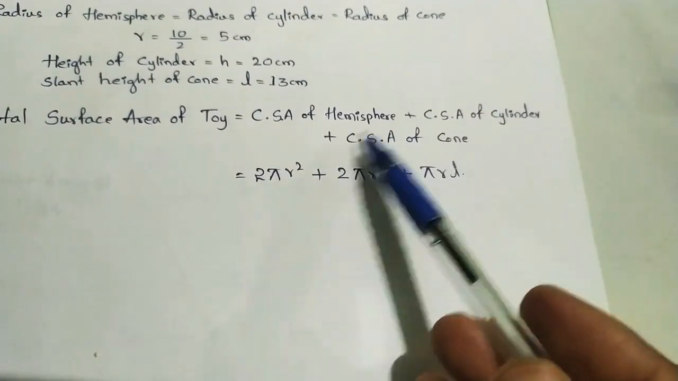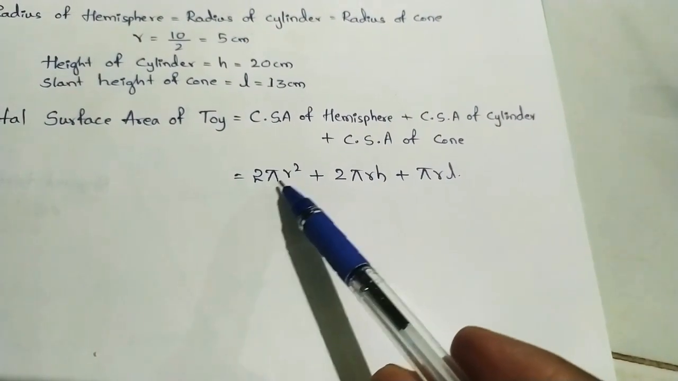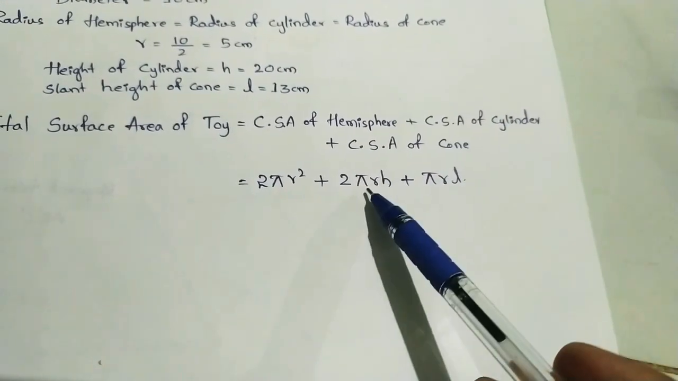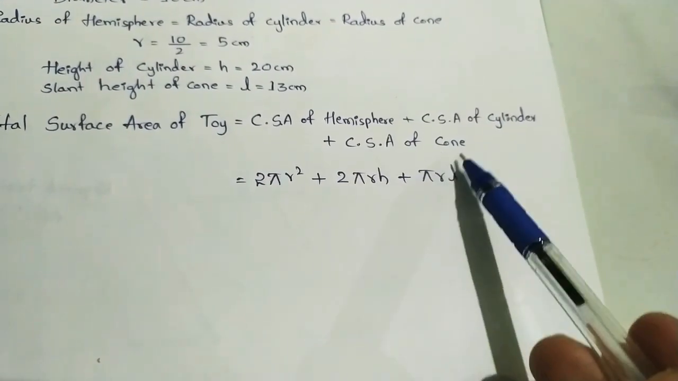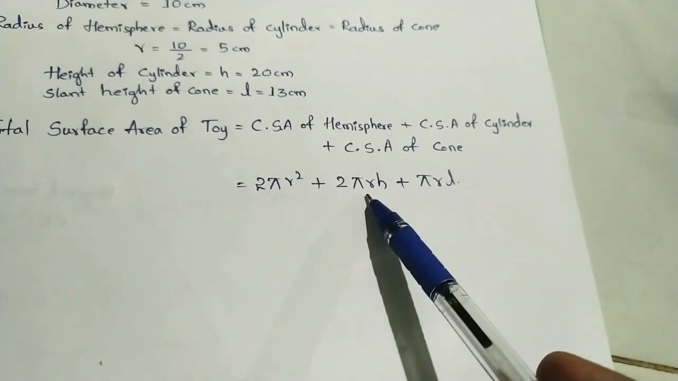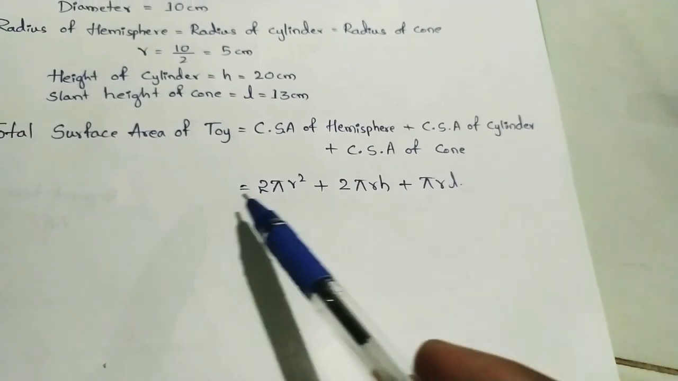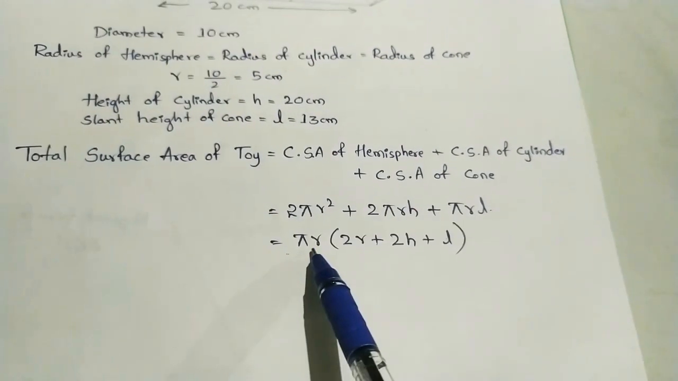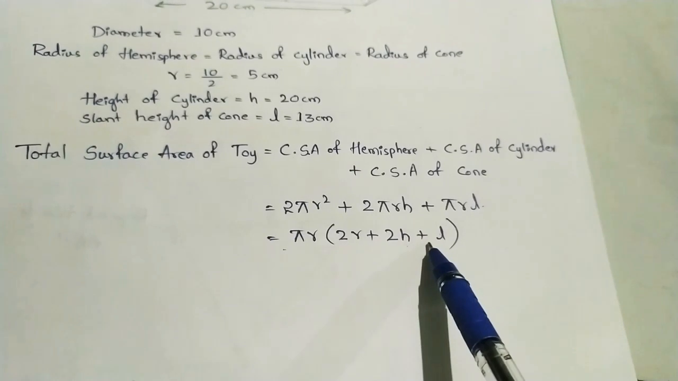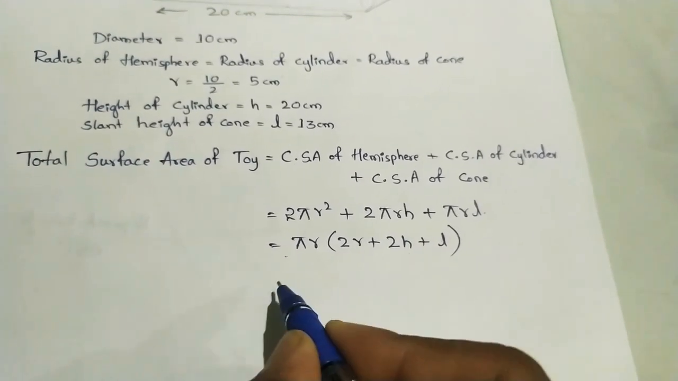Now put the formula. So curved surface area of hemisphere will be 2 pi r square. Curved surface area of cylinder will be 2 pi rh. Curved surface area of cone will be pi rl. So here pi r square is there, here pi r is there, here pi r is there. So take it as common. Taking pi r common, what is left? 2r plus 2h plus l left. So now substitute the values.